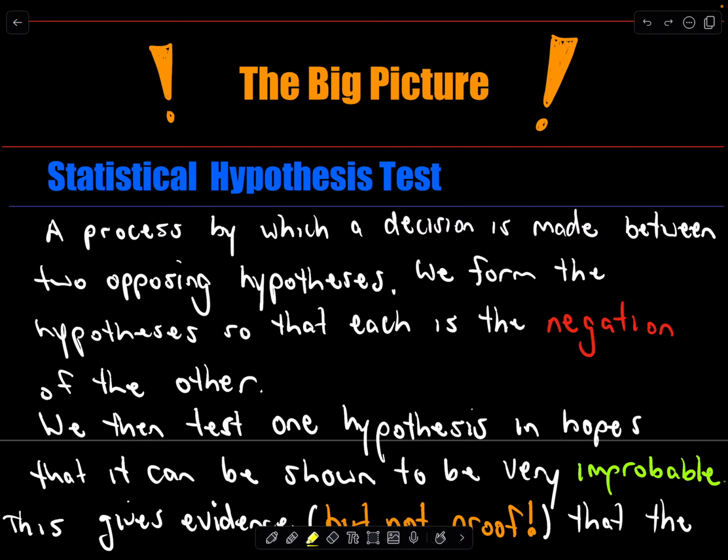And when we do this is something that's important. We form the hypotheses so that each is the negation of the other, right? They're mutually exclusive. Either my party is great or it's not great. It's one or the other.